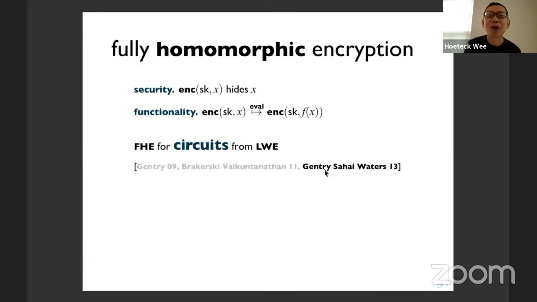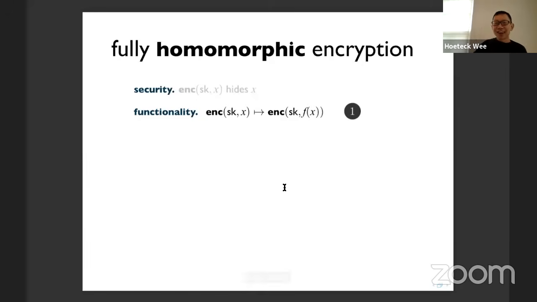Right. So I'll be presenting this construction by Gentry, Sahai, and Waters. Okay, all right, let me try to say what the construction is. As a warm-up first, we're going to show how to build a fully homomorphic encryption if we're willing to ignore the security requirements.